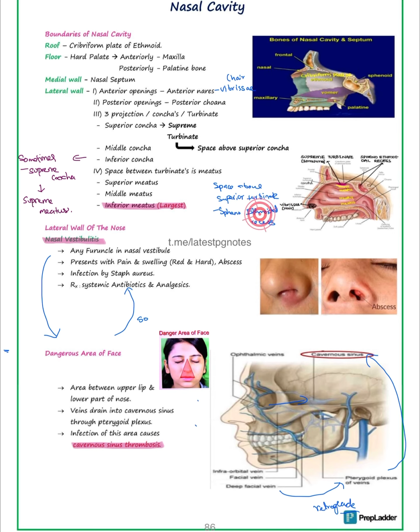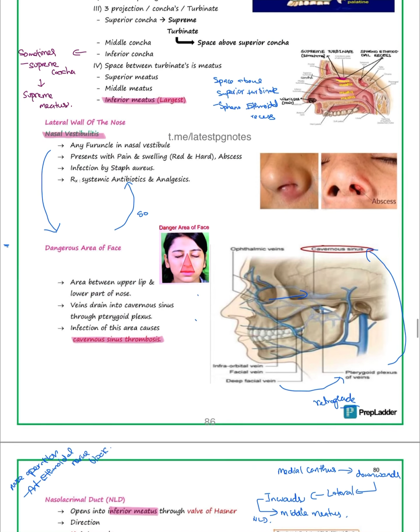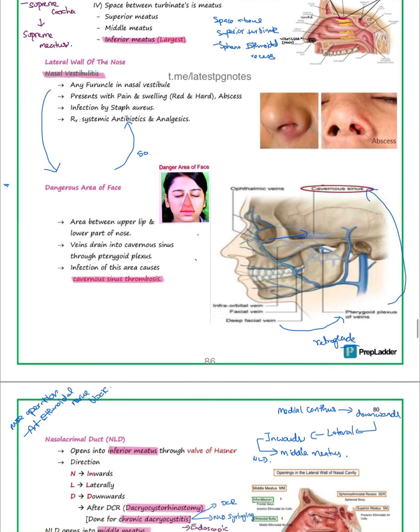Just a special and rare condition, guys. Then when we come to the lateral wall of the nose, the most common infection is nasal vestibulitis, which is any furuncle in the nasal vestibule. As we all know, furunculosis is most commonly caused by Staph aureus infection. It presents as pain and swelling, red and hard, with abscess formation. The treatment is systemic antibiotics and analgesics.